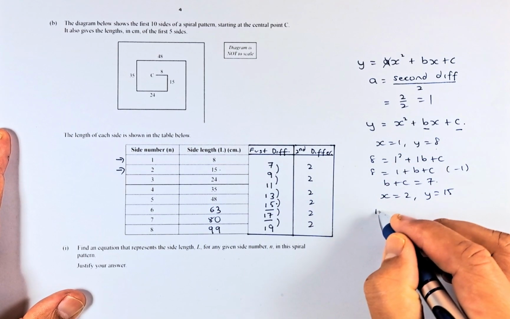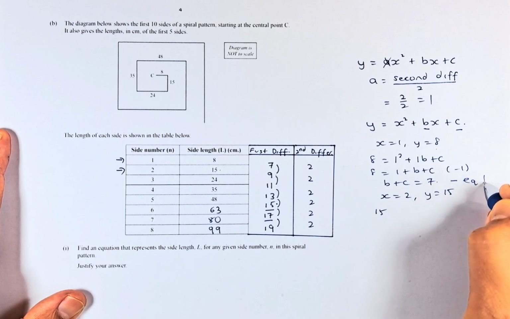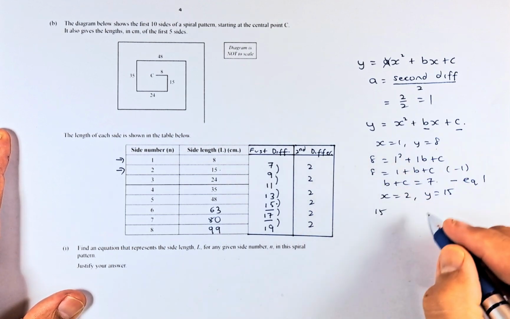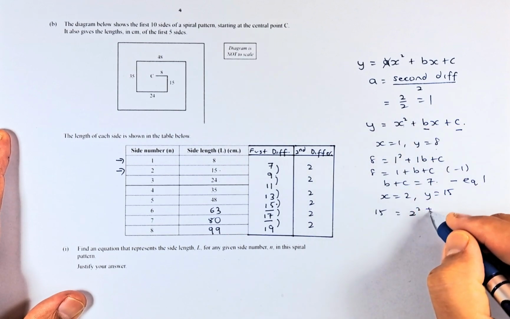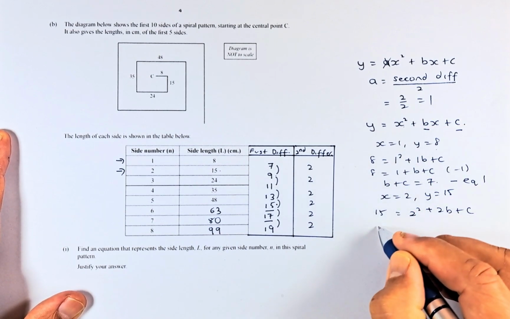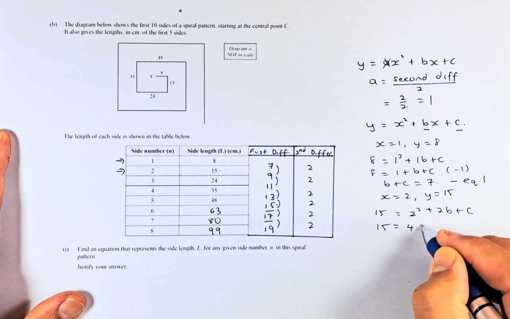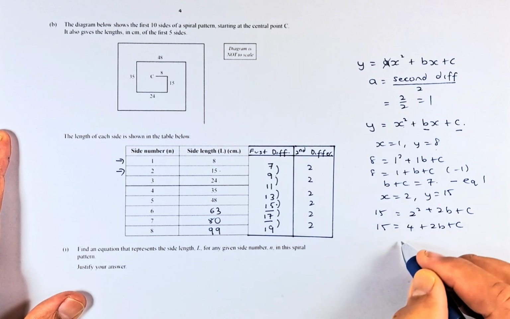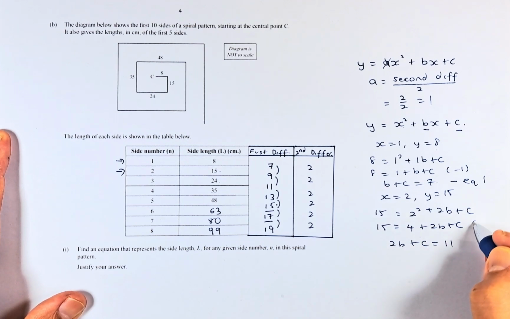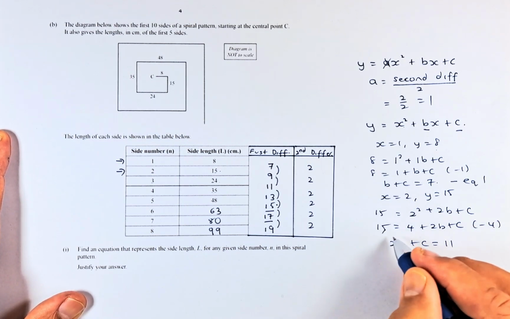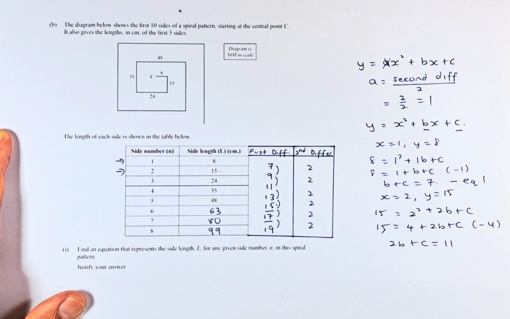So 15, so that's equation 1. Okay? So we are going to find equation 2. 15 equals 2 squared, because x is 2, plus 2b plus c. So 15 equals 4 plus 2b plus c. So 2b plus c equals 11, because you minus 4 on both sides. 15 minus 4 is 11. 4 and 4 will cancel out. So you have two equations. That must be equation 2.